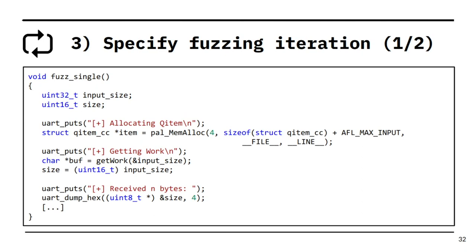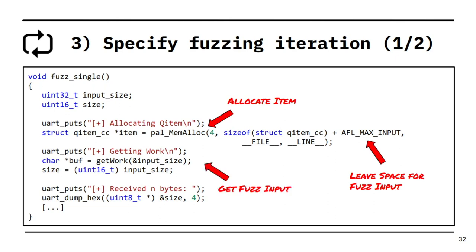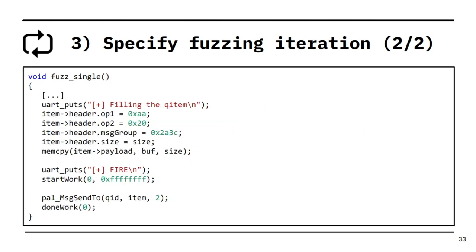So we can continue and specify what needs to be done in a fuzzing iteration. Here again, we start with getting a small block from the baseband using PAL memalloc. And this time we will need some space for the fuzzing input we get. So we say, okay, let's leave some space for whatever AFL wants to give us. And then we call getWork. GetWork is one of our hypercalls, which we use to communicate between PANDA or FirmWire and the fuzzer. GetWork will get an input, write it into this shared buffer, and report back the input size in the input size variable. Now that we have our fuzzing input, we need to give it somehow to the target task, to the CC task.